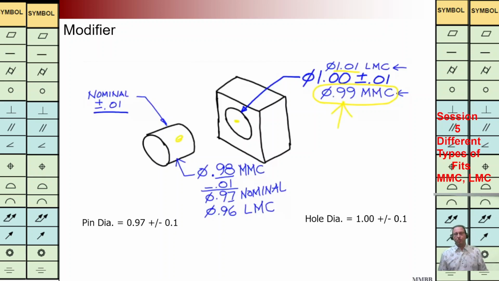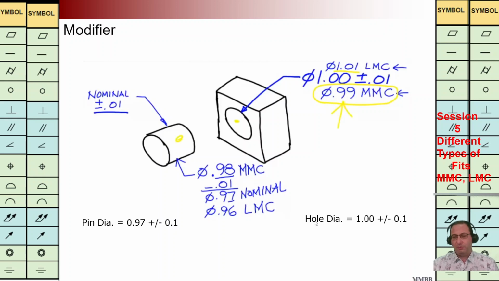Today I'm going to talk about the relation between different types of fits and MMC and LMC. In this example, we have a pin with a diameter of 0.97 plus minus 0.1. We can calculate maximum material condition, or MMC, and least material condition, or LMC, for the pin. 0.98 is MMC and 0.96 is LMC for the pin.